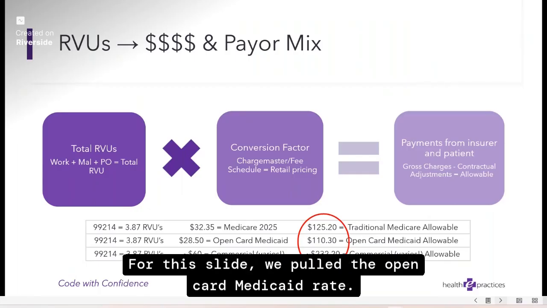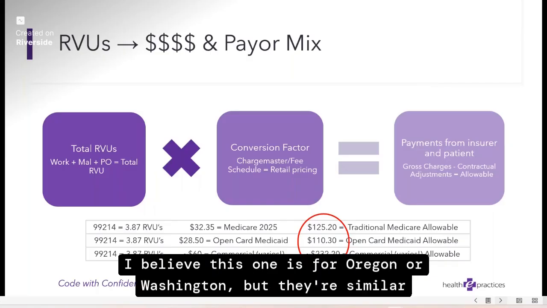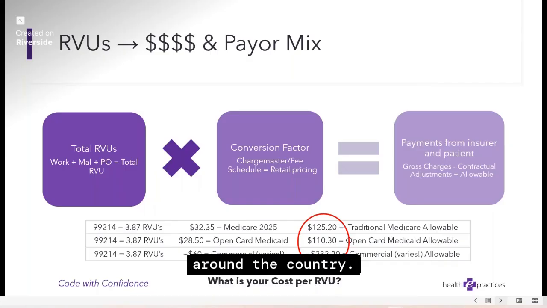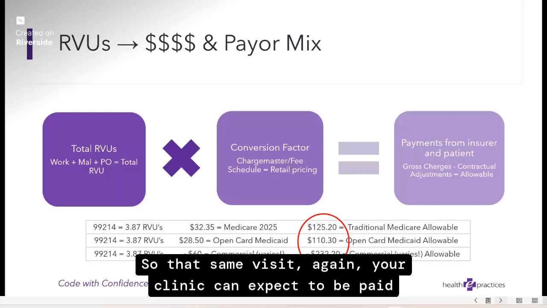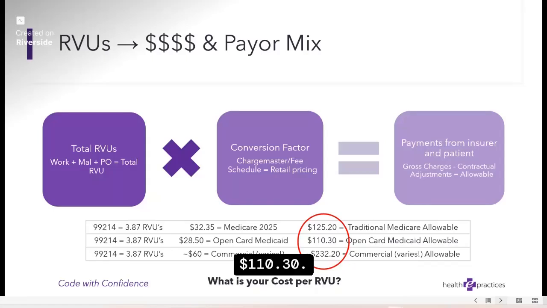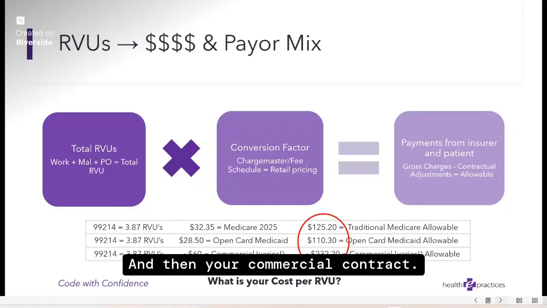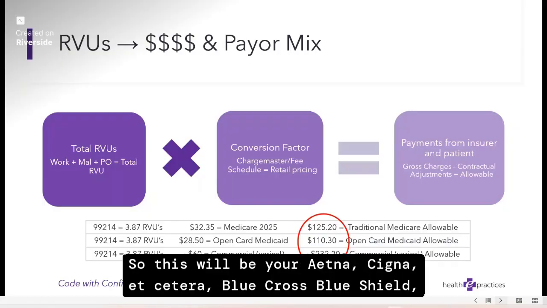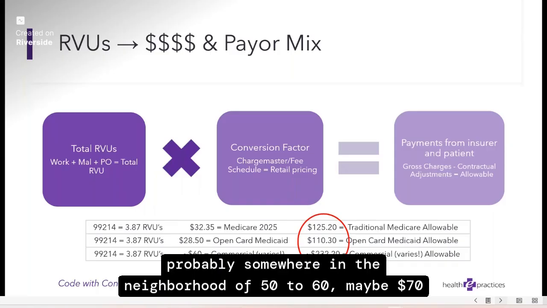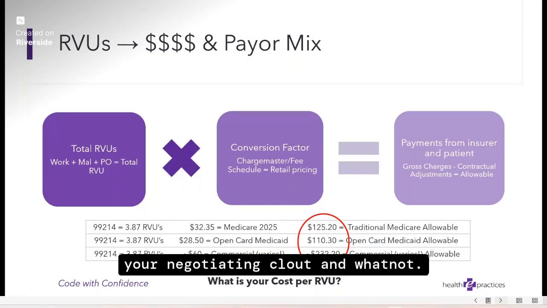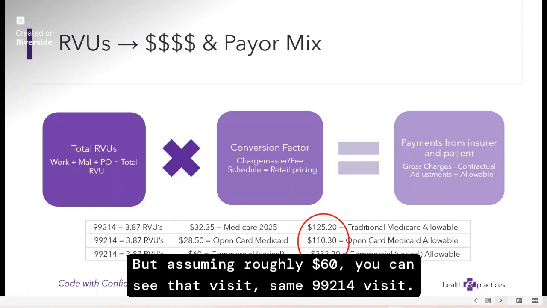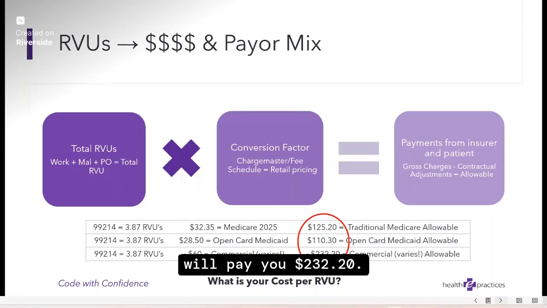So that's what you can expect to be paid for that 99214 when you see a Medicare patient. For this slide, we pulled the open card Medicaid rate. I believe this one is for Oregon or Washington, but they're similar around the country. And so you can see there, Medicaid is paying somewhere in the high $20 per RVU. So that same visit, again, your clinic can expect to be paid $110.30. And then your commercial contracts, so this will be your Aetna, Cigna, et cetera, Blue Cross Blue Shield, probably somewhere in the neighborhood of $50 to $60, maybe $70 per RVU, depending on the size of your group and your geography and your negotiating clout and whatnot. But assuming roughly $60, you can see that same 99214 visit will pay you $232.20.